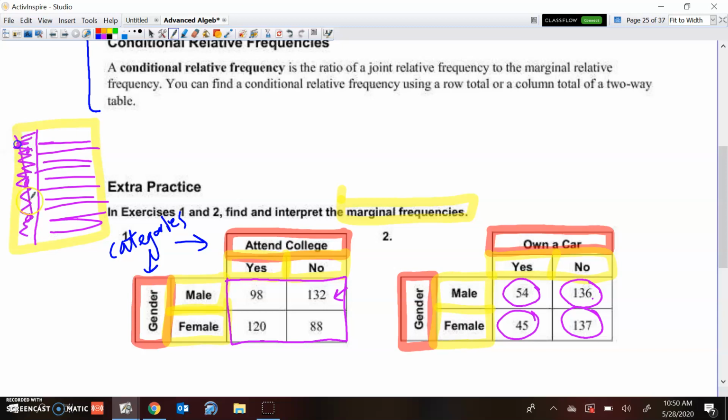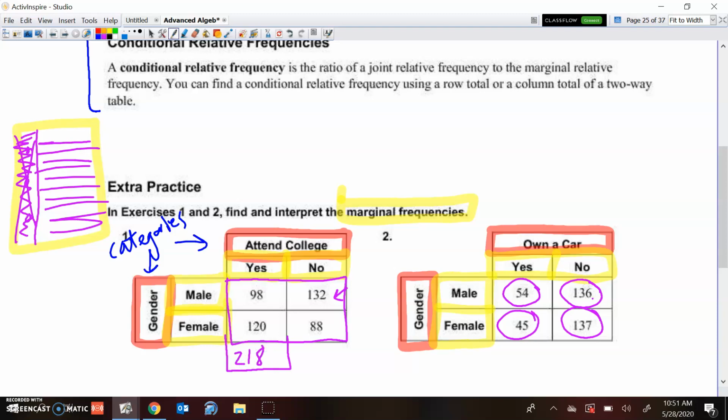This is the no area. So the margin is like the extra, right? So here's what a marginal frequency is. We're going to extend this down. We're going to add these two numbers up: 98 plus 120, and we're going to put what that equals, which is 218.